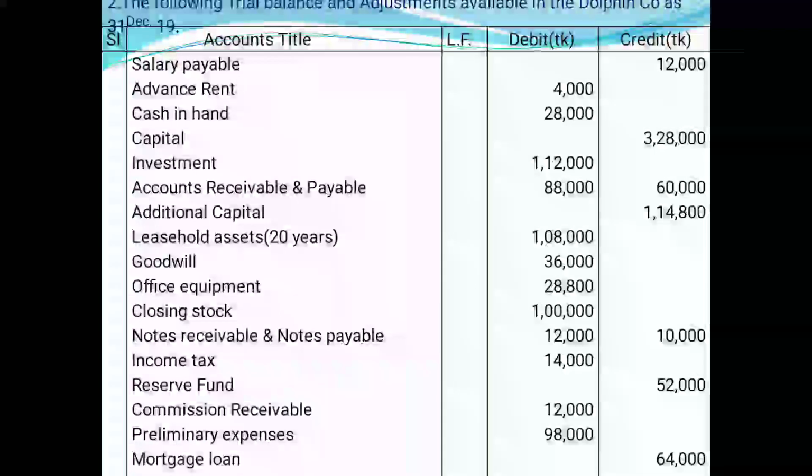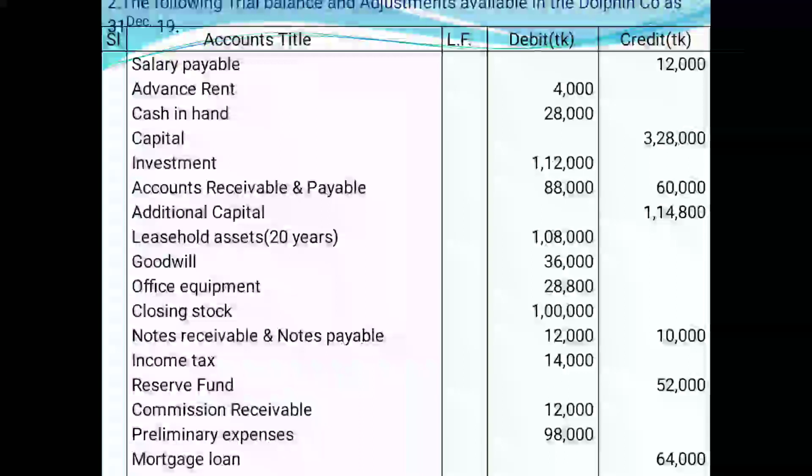Additional capital. This amount is to be shown in the owner's equity statement. If the owner's equity statement is unavailable, then it is to be shown in the statement of financial position under the equity head. Next one is leasehold assets. This amount is one kind of fixed asset. It is to be shown in fixed assets. But leasehold assets is for 20 years. So leasehold assets are to be written off for 1 year, that is taka 1,08,000 divided by 20.